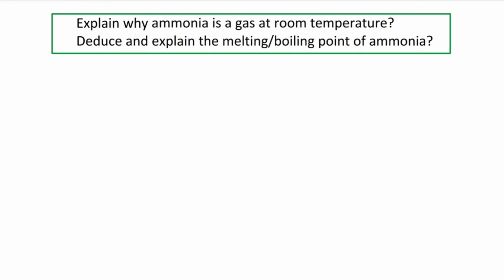So you might see questions like this, for example, the first one where you need to explain why ammonia is a gas at room temperature, and the second version maybe you might have something like this: deduce and explain the melting point and boiling point of ammonia. Both these examples require you to explain that ammonia has a low melting and boiling point. So how should we answer or attempt to explain this? We can use this template.